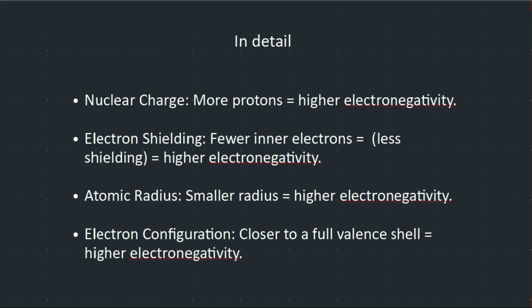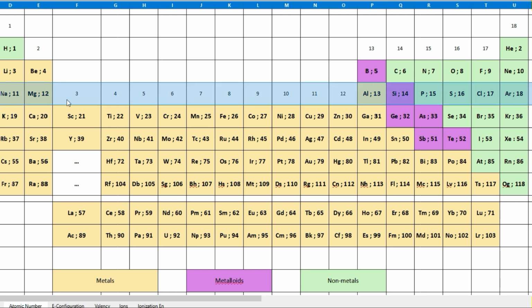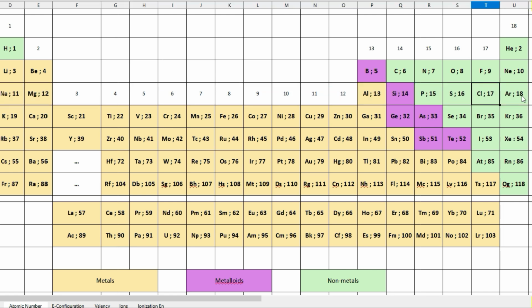Okay, so let me show you this. Let's take up the most commonly used row. We have sodium, magnesium, aluminum, silicon, and so on. In this row, which element satisfies all of these conditions that lead to higher electronegativity? Yes, chlorine, right? It's closest to the noble gas and it has a lot of protons and less shielding. Does it make sense?